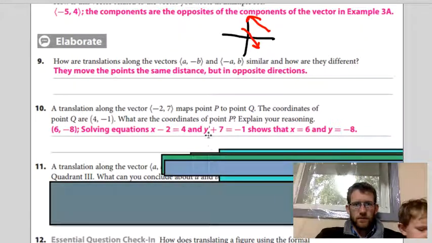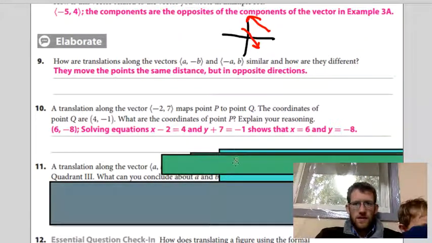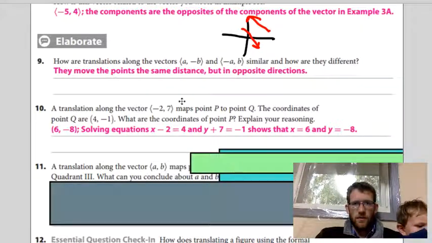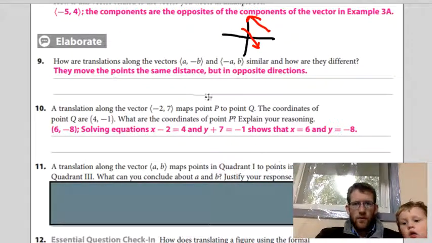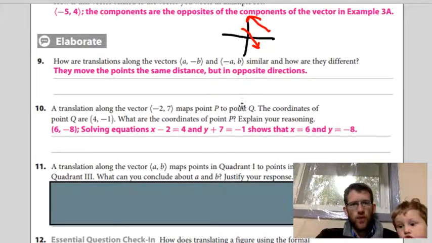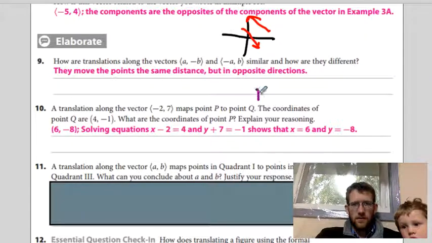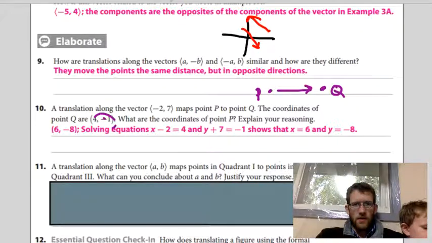Number 10. A translation along vector -2, 7 maps point P to point Q. The coordinates of Q are 4, -1. What are the coordinates of P? So when it says maps point P to point Q, it says that P is the starting point, right? This is point P. Don't know what the vector is, but it ends up at point Q. And it gives us the values of point Q, right?